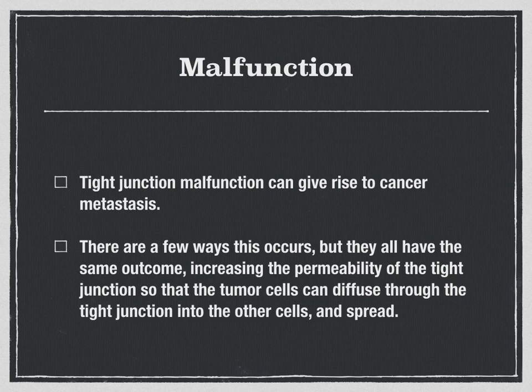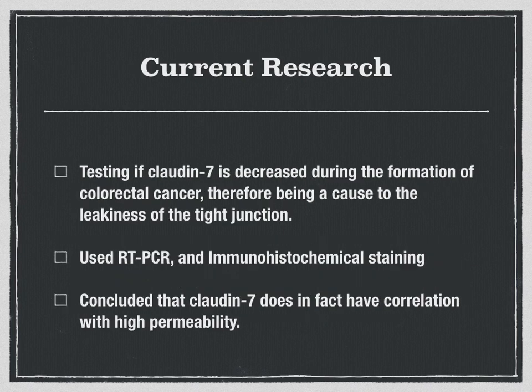And a project that I found relating to that was where they were testing a specific protein, claudin 7. This claudin 7 is important because it is one of the more important proteins that helps the tight junction function. And so they wanted to know if this claudin 7 protein has any correlation to the leakiness or the high permeability of these tight junctions.